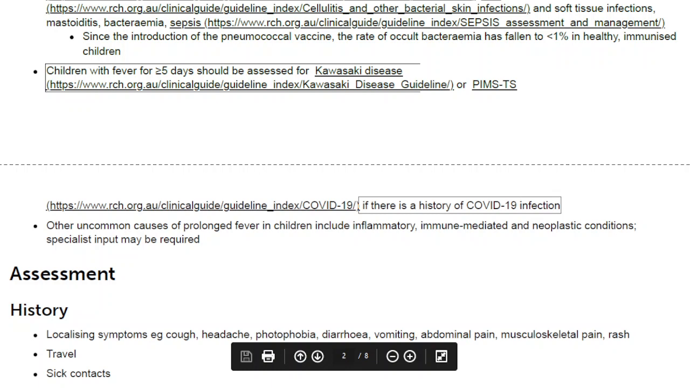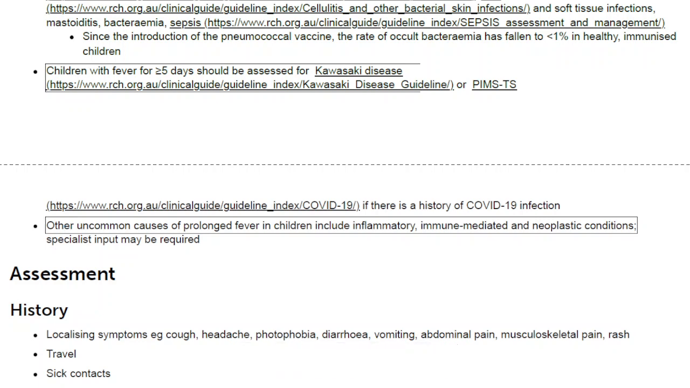If there is a history of COVID-19 infection. Other uncommon causes of prolonged fever in children include inflammatory, immune-mediated, and neoplastic conditions. Specialist input may be required.